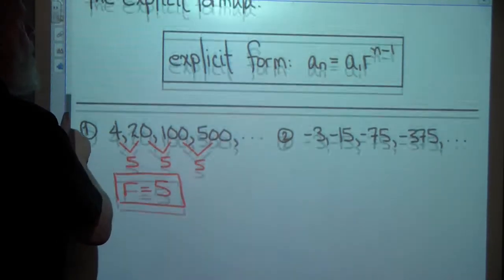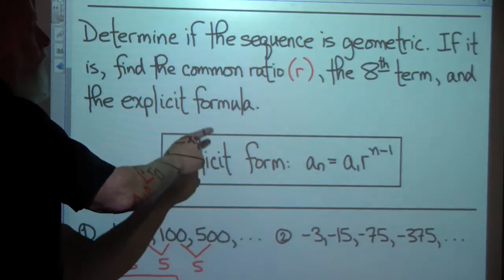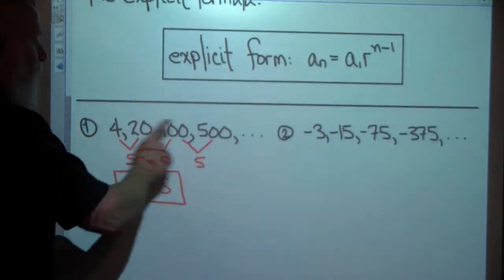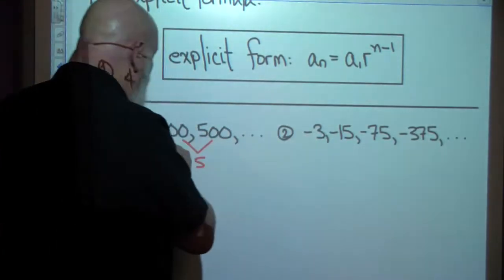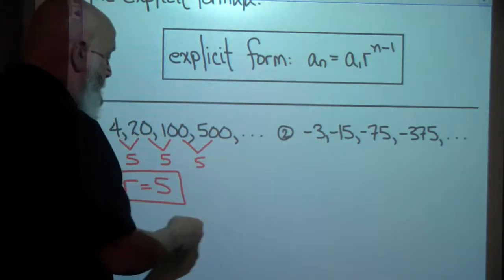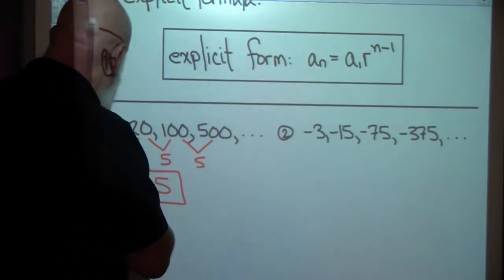Okay. What else were we supposed to do? We want to find the 8th term and the explicit formula. Well, we can't find the 8th term until we have the explicit formula. Well, we could just keep multiplying by 5. Multiply this by 5, you get that. Multiply by 5, and keep doing that until you have 8 terms. But I want to show you what if they ask us for the 500th term? How would we do that?